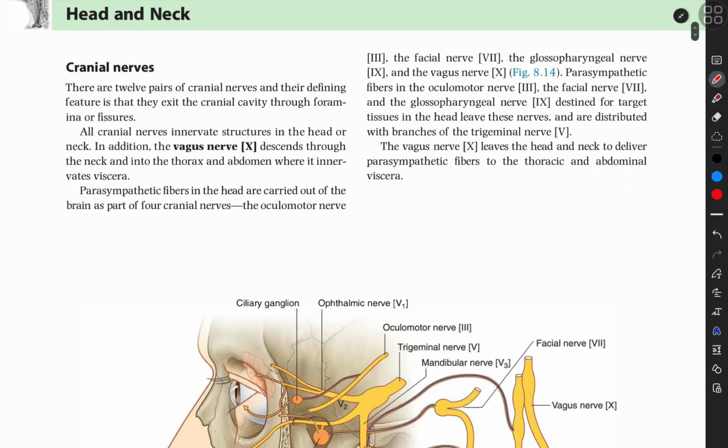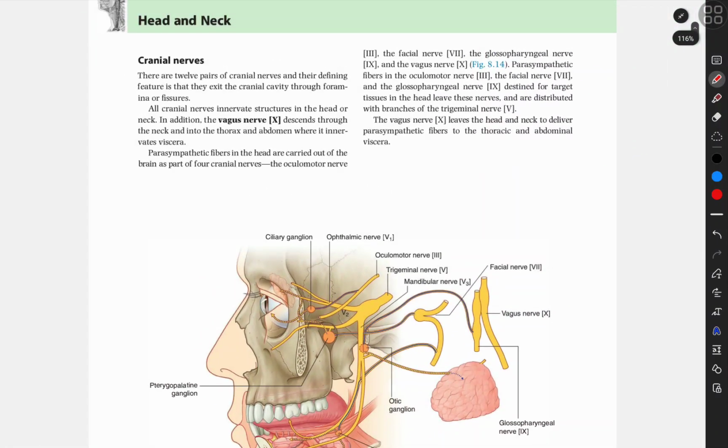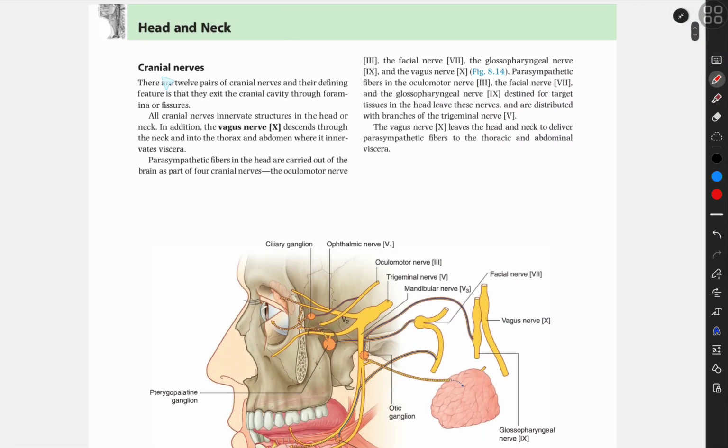Cranial nerves. Okay, this is a little difficult, but not that difficult. There are 12 pairs of cranial nerves, and the defining feature is that they exit the cranial cavity through the foramina or fissures. What I would recommend is to at least rote memorize all the names of the cranial nerves. There is no explanation here.